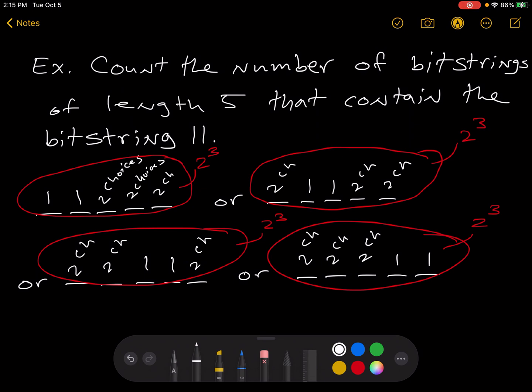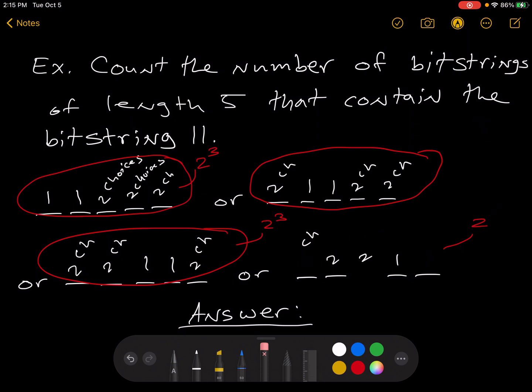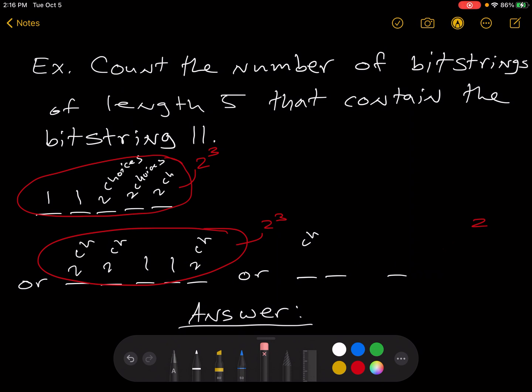So the overall answer is going to be 4 times 2 cubed. Let's see, 2 cubed is 8. 8 times 4 is 32. So that's one way to look at it, and that's certainly a perfectly fine way of doing it. Let me show you another way, a more sophisticated way that we'll use soon in the next example.